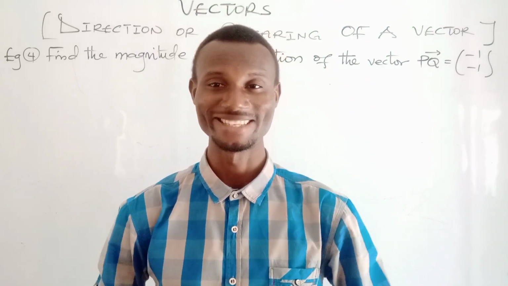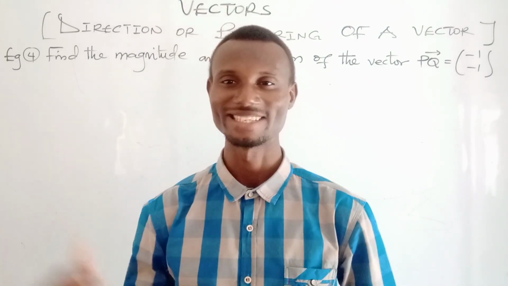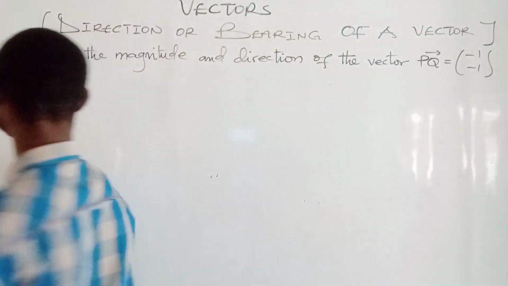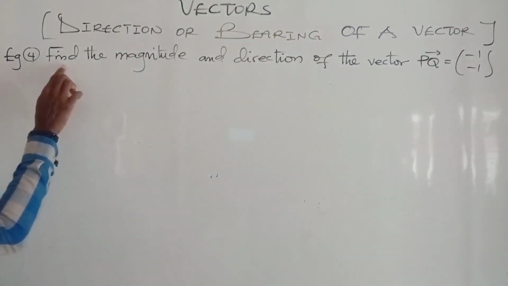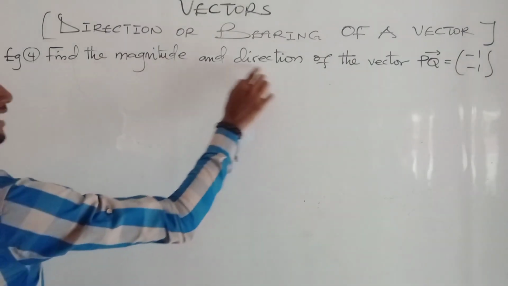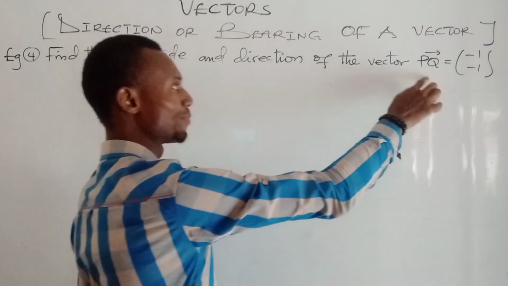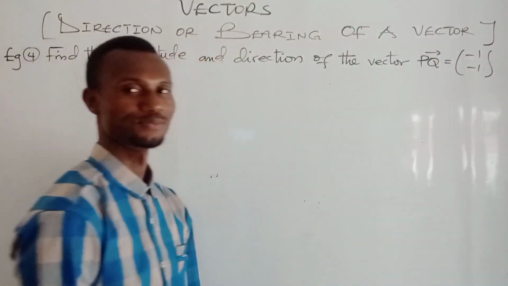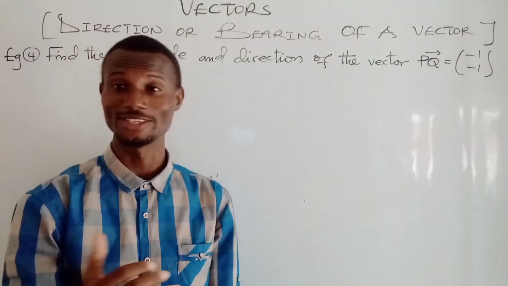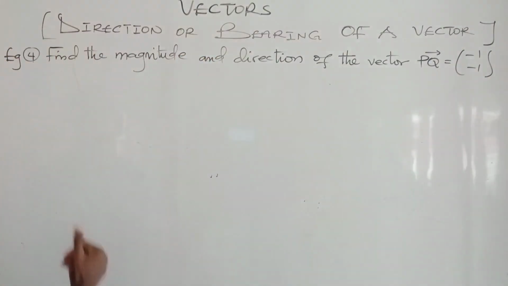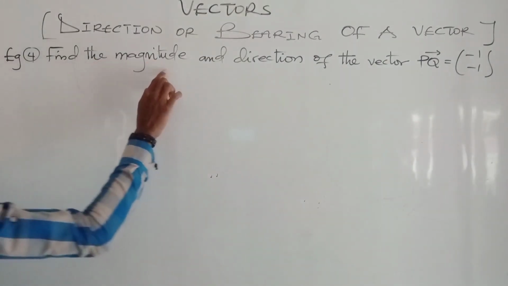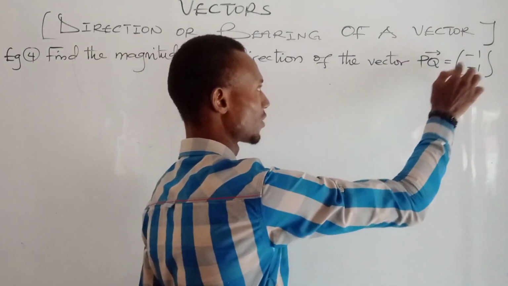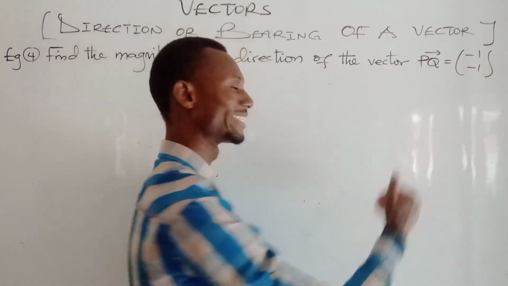Let's go ahead and take a look at the question that I have on the board and let's solve it together. Example 4 says: find the magnitude and direction of the vector PQ equals (-1, -1). I'm going to read it one more time: find the magnitude and direction of the vector PQ equals (-1, -1).